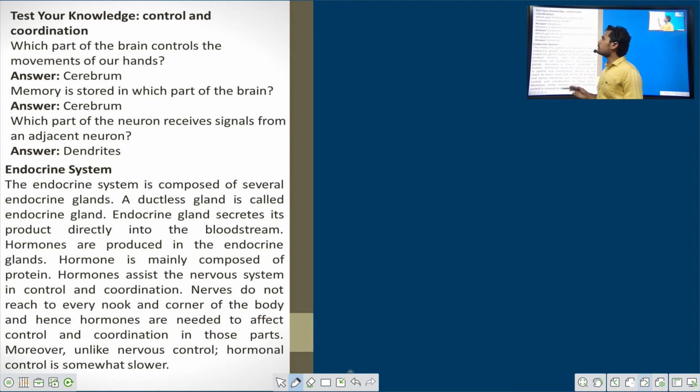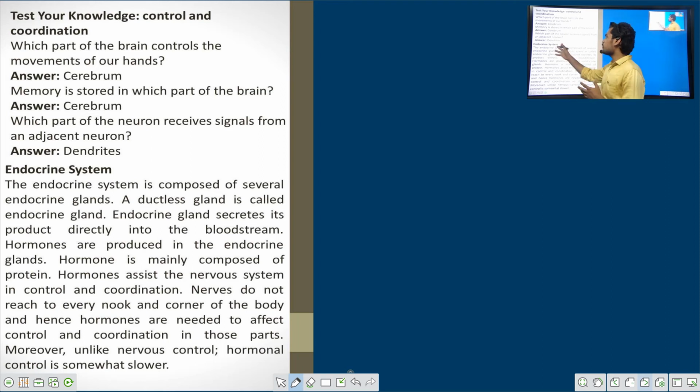So the question can be asked, which part of the brain performs multiple tasks at a time? That will be cerebellum. And which part of the brain connects to the spinal cord? That is medulla oblongata. These are a few more questions that can be asked.